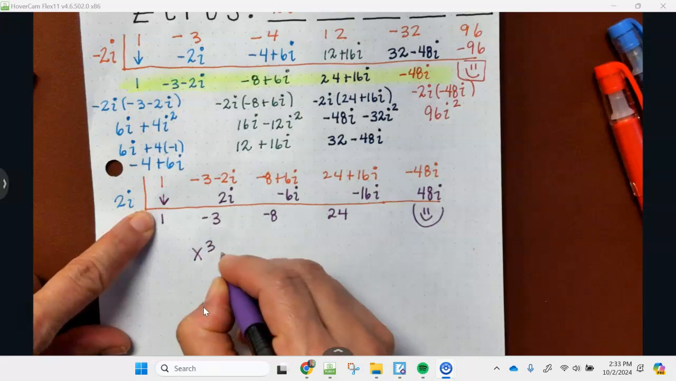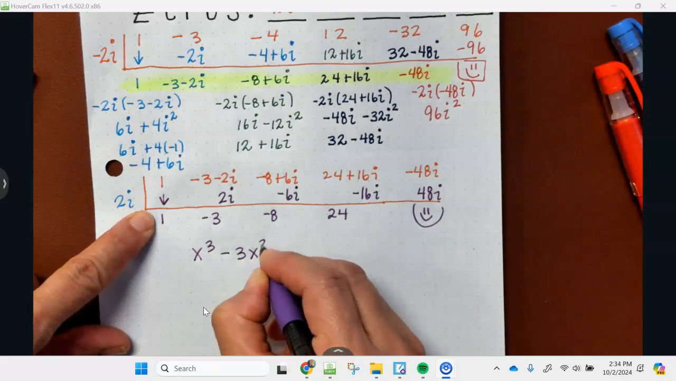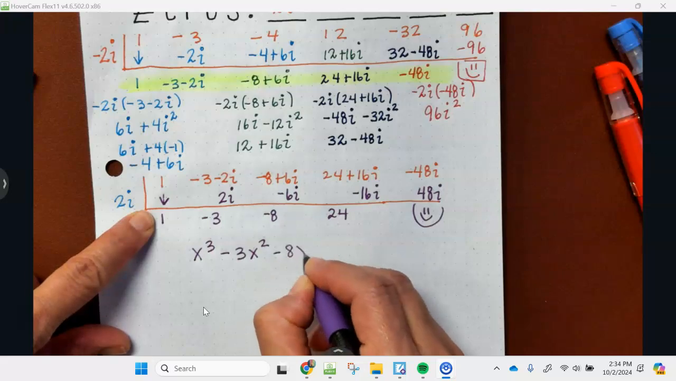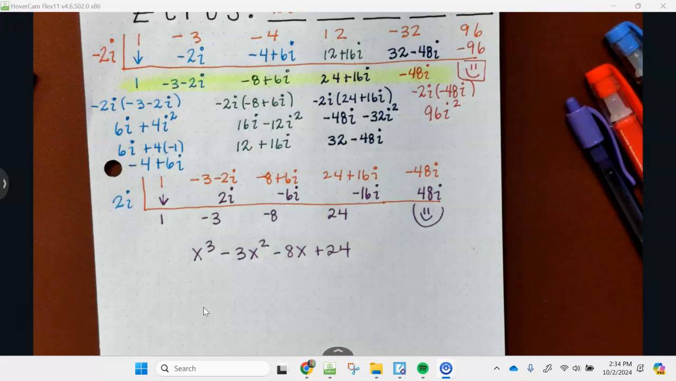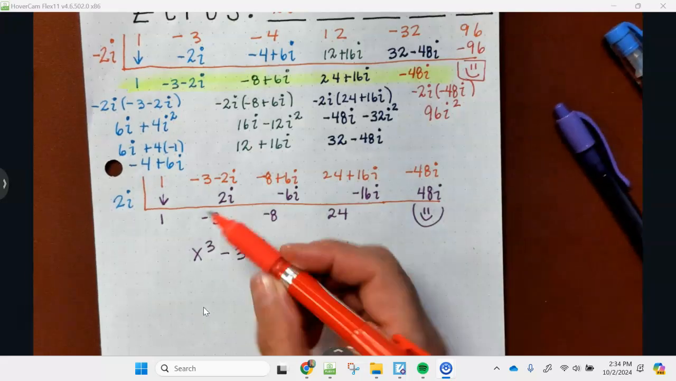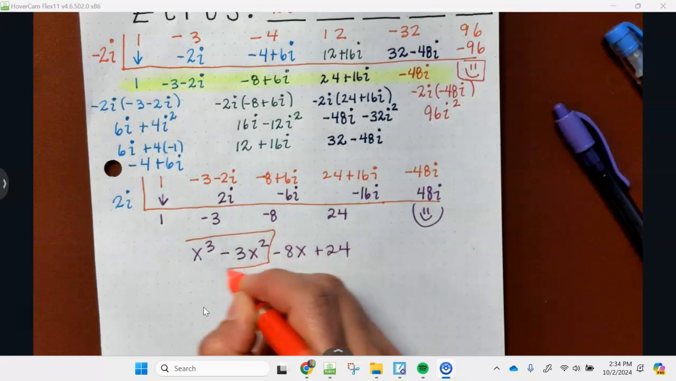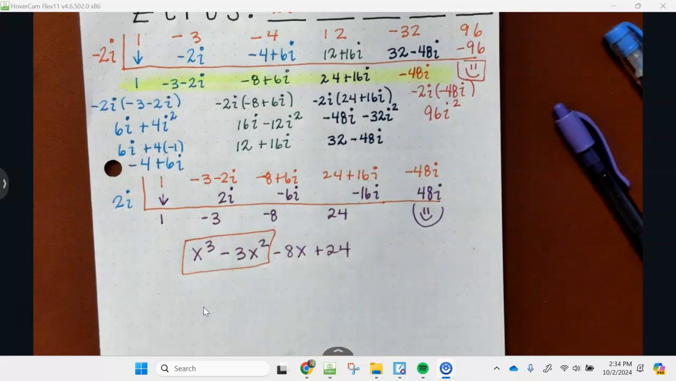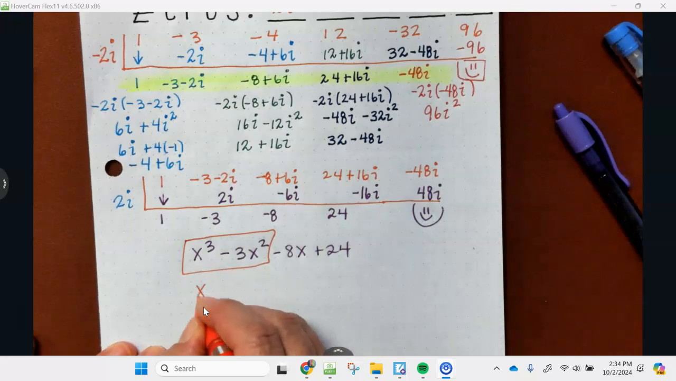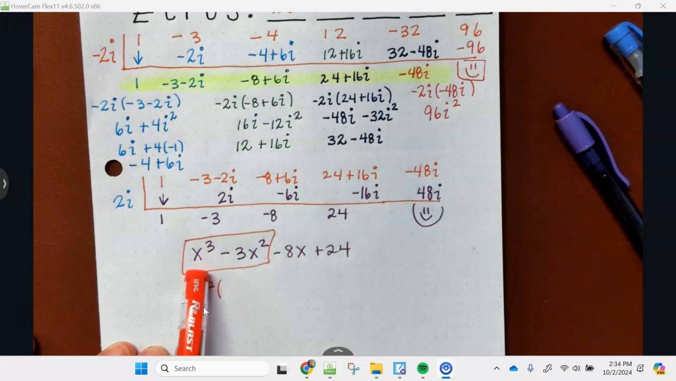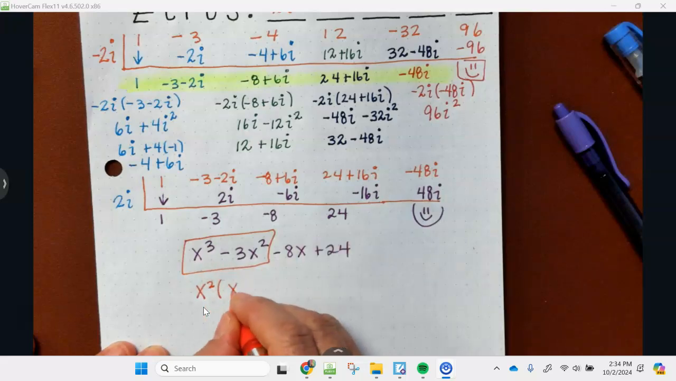to the third minus 3x squared minus 8x plus 24. All right, let's factor it. This should be factorable by grouping. All right, here we go. So I can take out an x squared right here. So that's going to leave x minus 3.